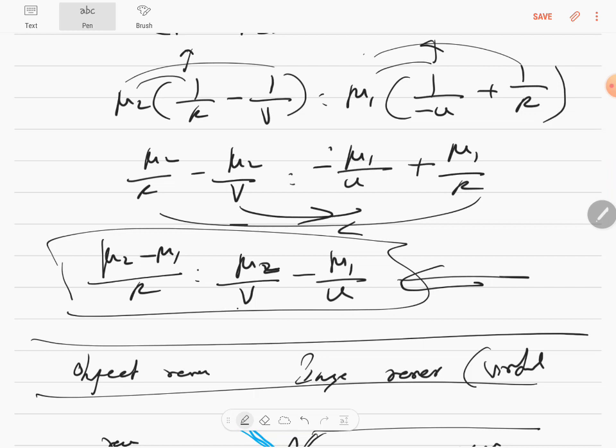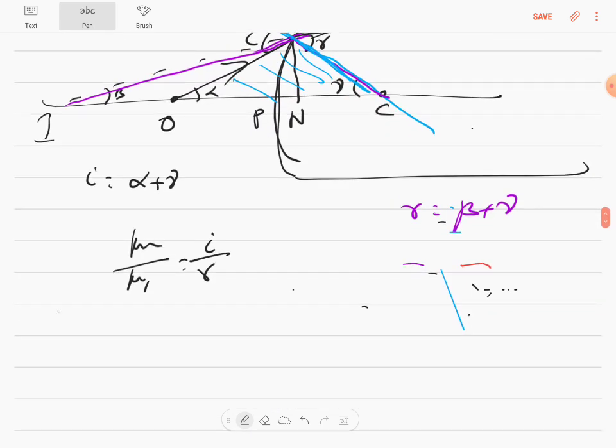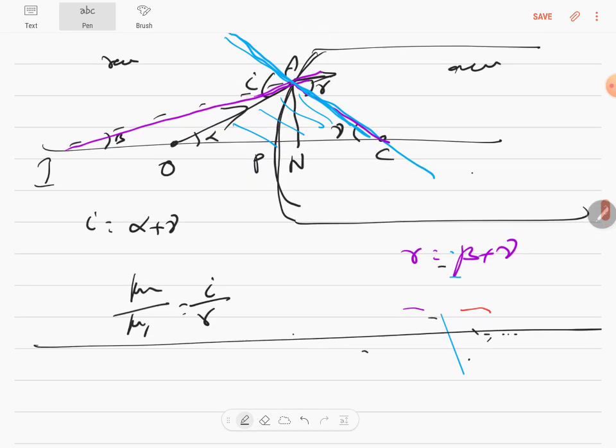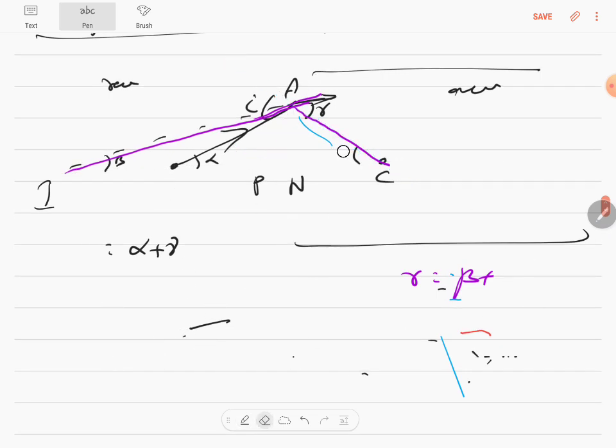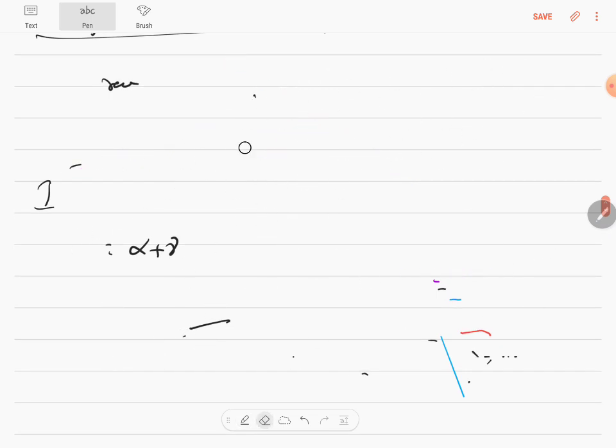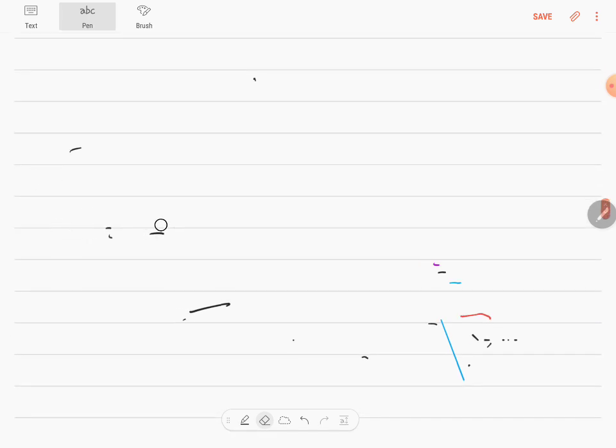So therefore, whenever the object is in the rarer medium, whether the image is real or virtual, the same formula applies: mu2 by v minus mu1 by u is equal to mu2 minus mu1 by r. Are you clear? So this I am deleting. This is for you to try as extra things. Okay, so let's go to the next question.